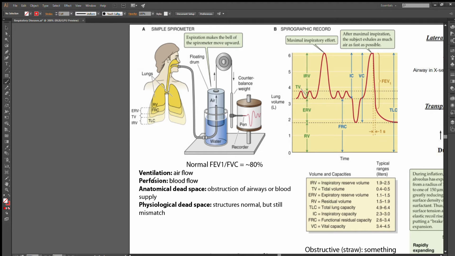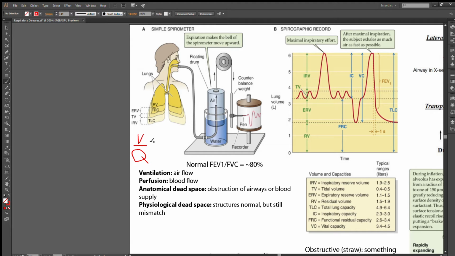Ventilation is air breathed through the mouth or nose and down to the alveoli where gas exchange occurs, whereas perfusion is blood flow, or when deoxygenated blood passes through pulmonary arteries to capillaries where nutrient and oxygen exchange take place. And that's often abbreviated as V over Q, ventilation over perfusion.